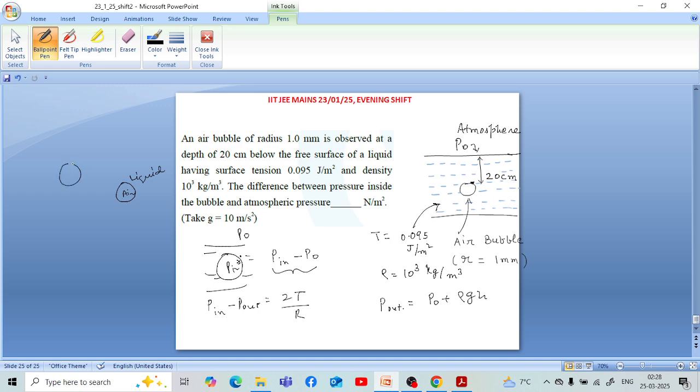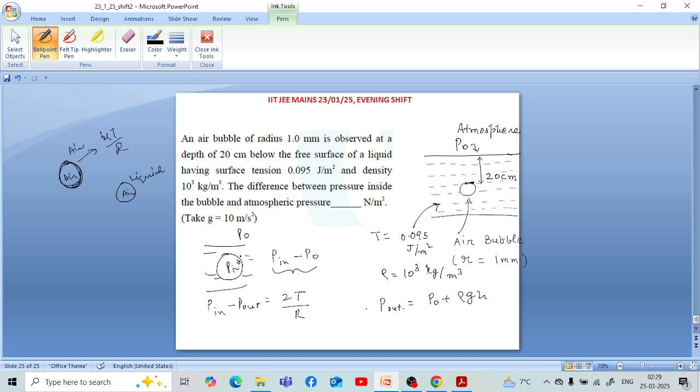Whereas, in the case of a soap bubble, the outside is air, the inside is air, and the layer is of liquid. So, the crossing is two times, from air to liquid, then liquid to air. That is why in that particular case we have to use the formula 4T upon R. But in this particular problem, the outside medium is the liquid, and there is a crossing of only one surface at a time. That is why we have taken 2T upon R.